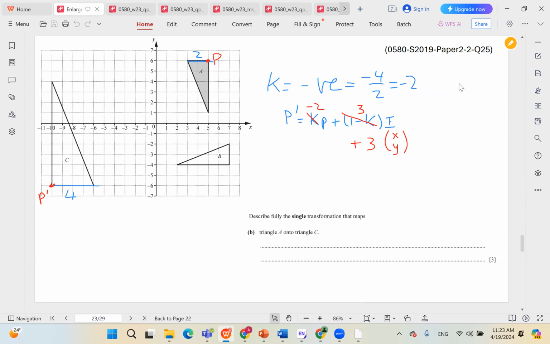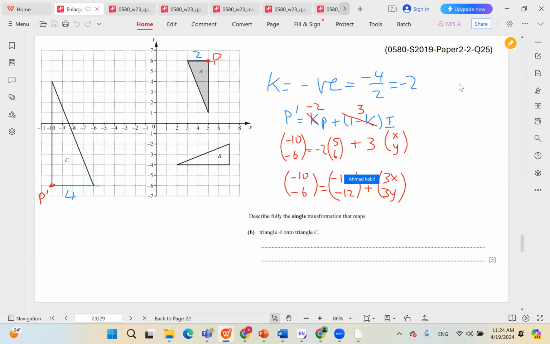So let's just put P dash underneath the symbol for it. So P dash is -10 and -6. I'm just going to write here -10, -6 equals -2. And then we're going to write the value of P. P is 5 and 6. So we have here 5 and 6 plus the remainder of the equation, which we already wrote. So we can start to simplify. -10, -6 equals -10, -12 plus 3x, 3y.